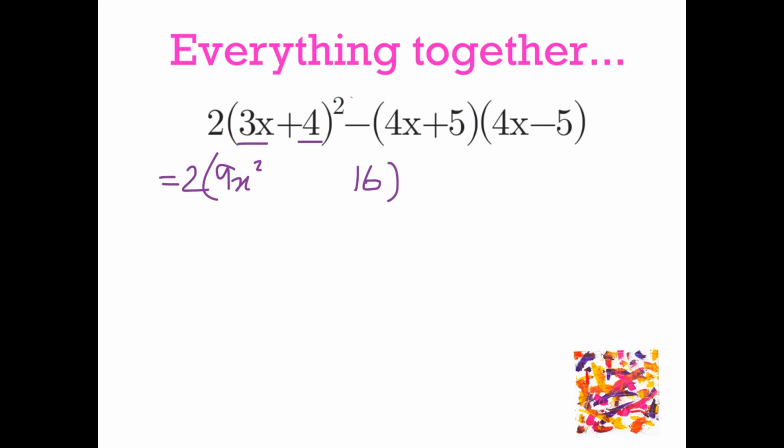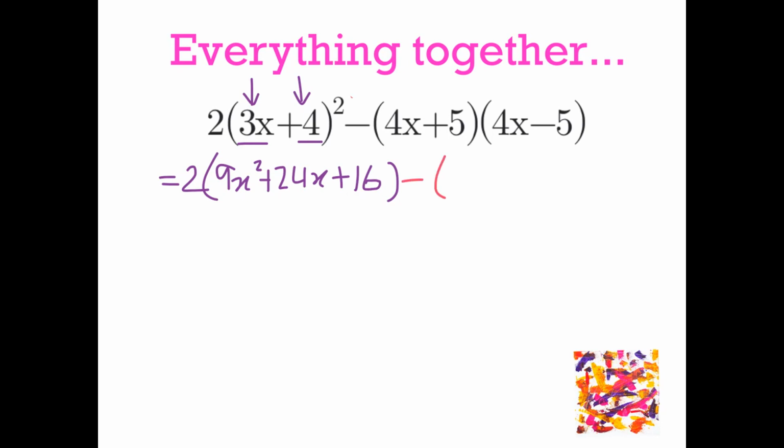To get the middle term, I'm going to multiply this times 2. So 3x times 4 is 12x. 12x times 2 is 24x. And there's a plus sign, so it's going to be plus 24x. And I'm sorry, I should have written plus 16 because positive 4 times positive 4 is positive 16.